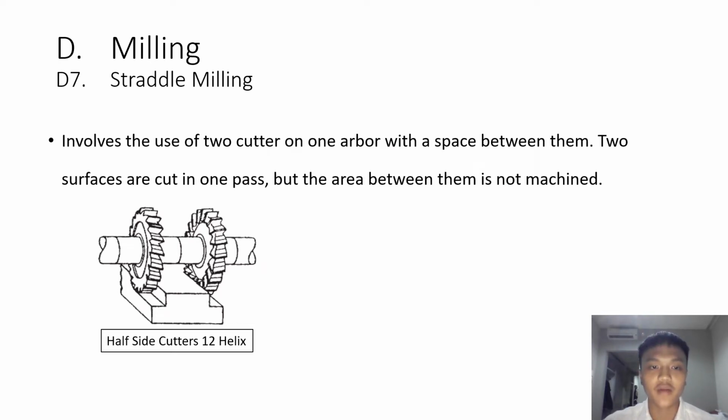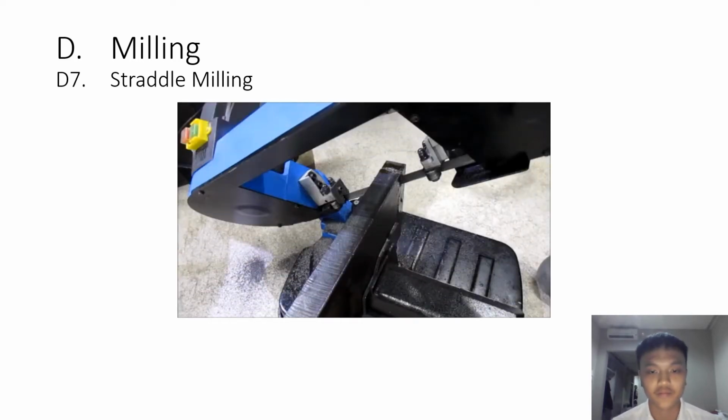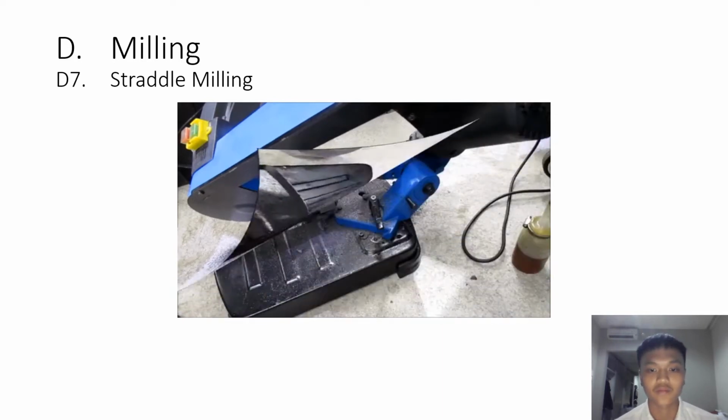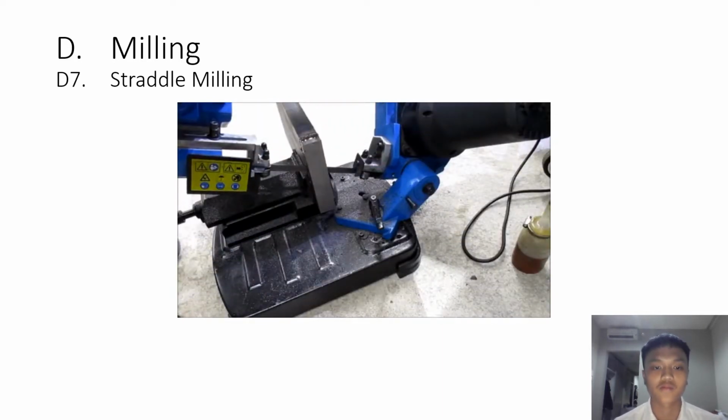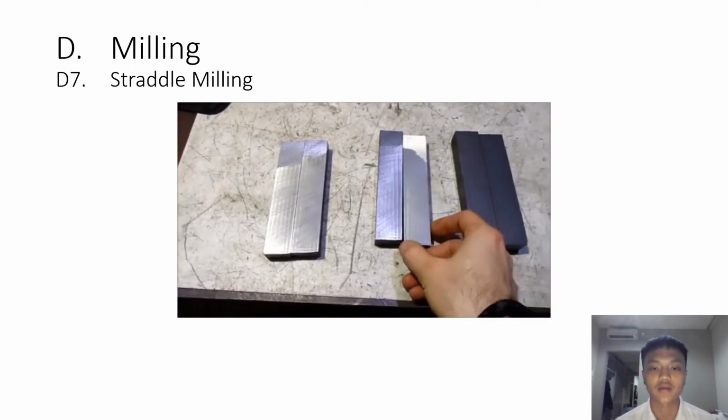Straddle milling. Straddle milling operation involves the use of two cutters on one arbor with a space between them. Two surfaces are cut in one pass, but the area between them is not machined. So the area machined is right here and right here. The area between this and this is not machined. This is the video. And that is the workpiece.